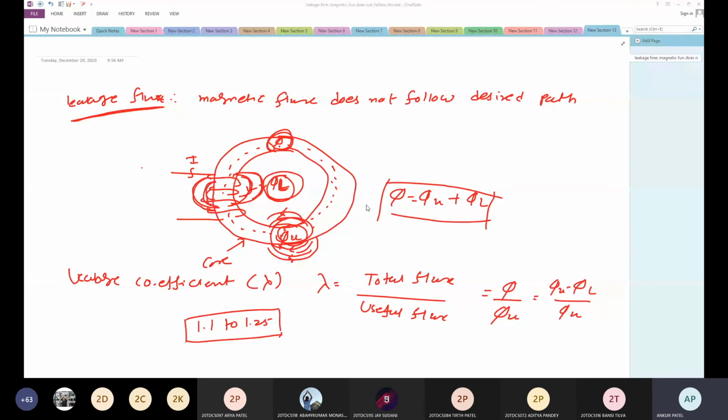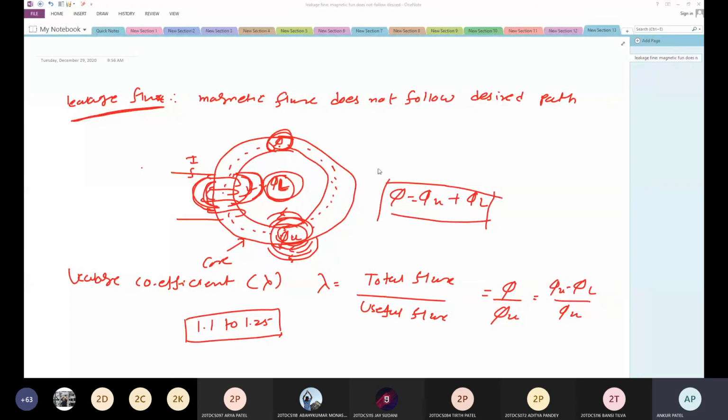So this is the fundamentals of electromagnetics. Now we'll go in detail into the dynamically induced EMF, statically induced EMF, and the coefficient of coupling.